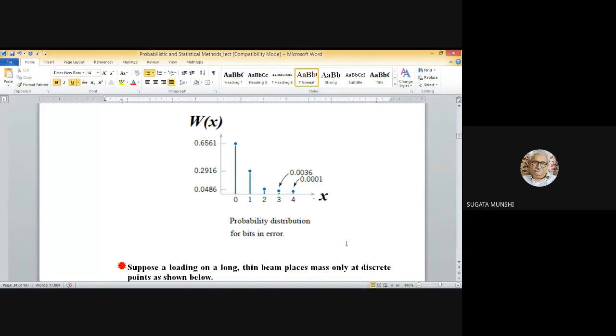What could have been the other events of interest? We'll see just after this. Other events of interest could have been capital X less than 2, capital X less than or equal to 2, capital X greater than 3, capital X lying in the range 1 to 3. So those are some of the other types of events that may be of interest. Simply from this mass function, we can obtain the probability of all such events.